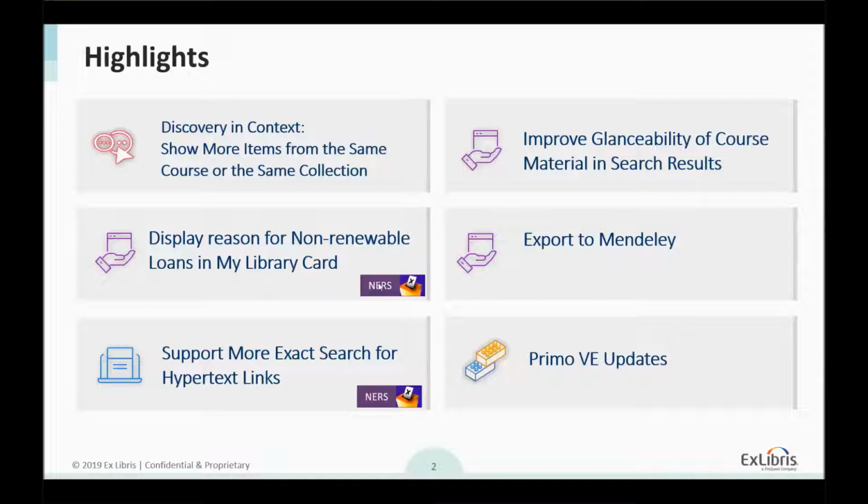An additional highlight is coming from the NERS enhancement. Customers requested an indicator on non-renewable items in the My Library card, and in addition, if provided, to explain to the user the reason why those items cannot be renewed. So I will show you how we implemented that for you.